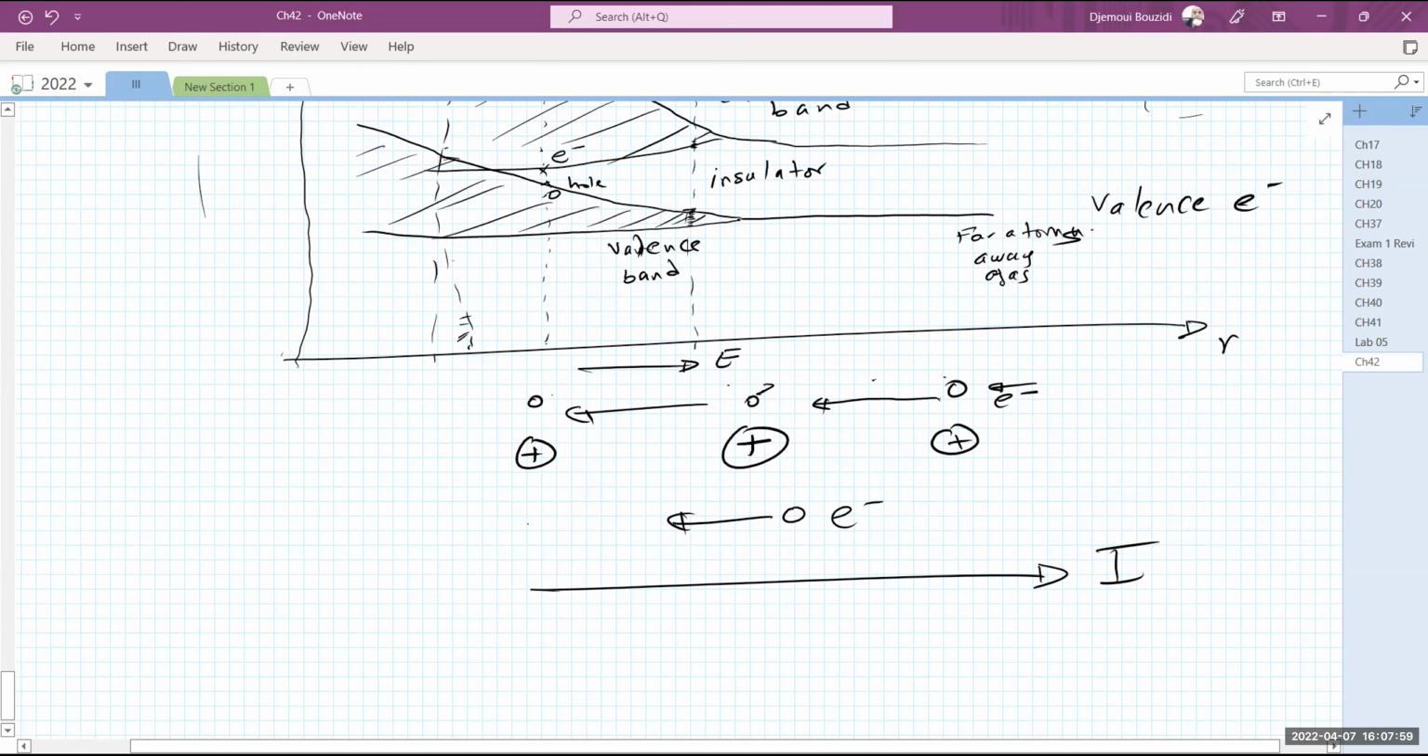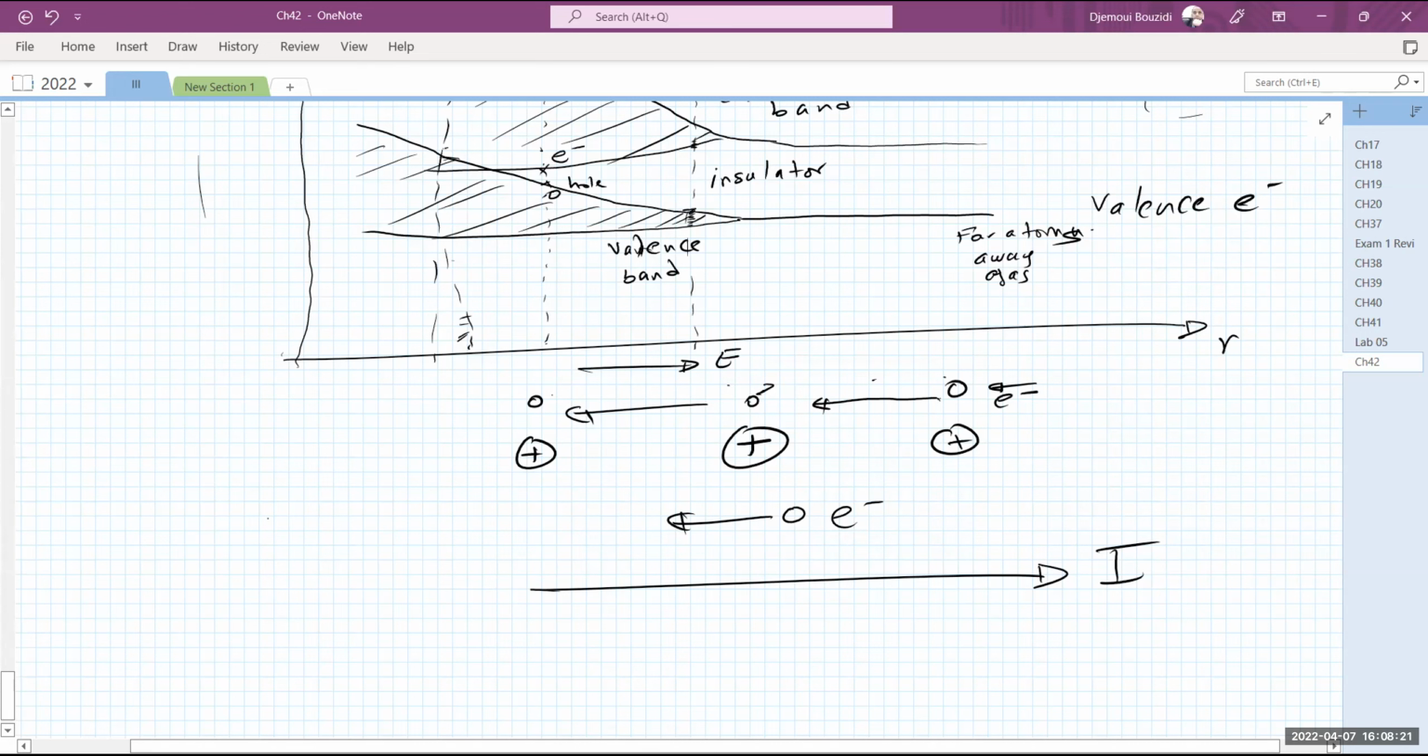And the electrons are going to be moving in the opposite direction, both of them resulting in a current that is in the same direction as that of the electric field. So there are two charge carriers in this case, two things responsible for conductivity in a semiconductor. You have the holes and you have the electrons.